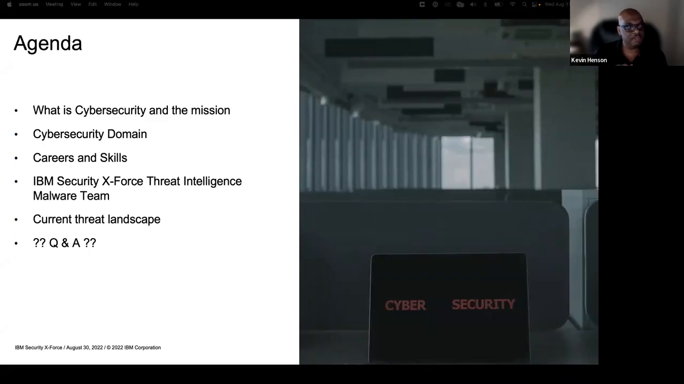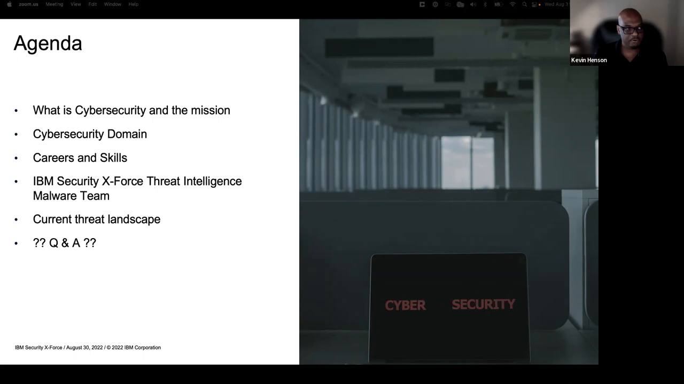This is the agenda I'm going to talk about during this session. I'm going to discuss cybersecurity and the cybersecurity mission. Within cybersecurity there are specific domains, and I'm going to talk about some of those domains and how they map to the trending cyber threats that we face today. I'm also going to talk about careers and the skills you need for the cybersecurity industry, and a little bit about my team.